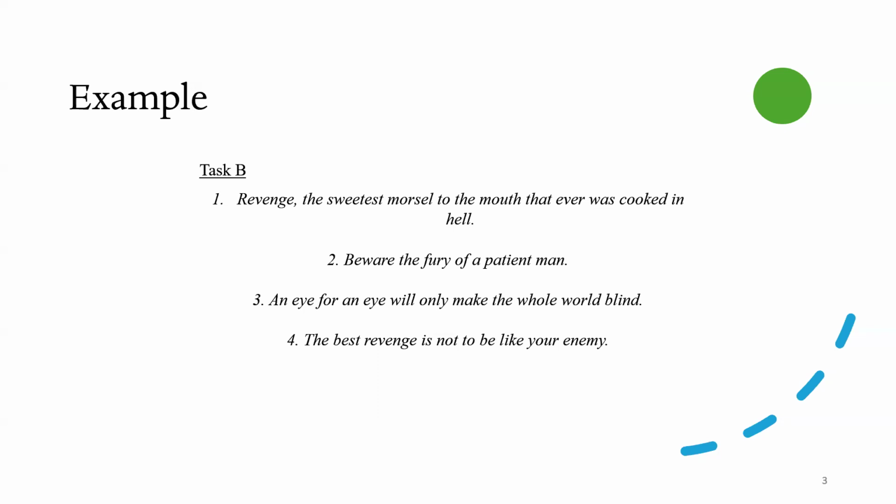Revenge, the sweetest morsel to the mouth that ever was cooked in hell. This is one of those prompts where you have to really read beyond what the message is saying. We're not literally talking about hell. We're not literally talking about something that is sweet as a food, but we're really considering things like, why do we consider revenge the sweetest morsel to the mouth? Why was revenge something that was ever cooked in hell?